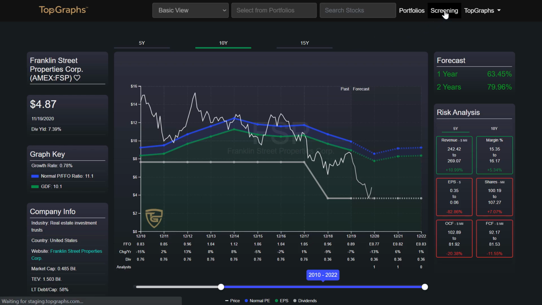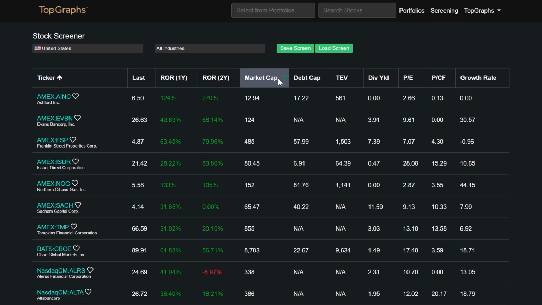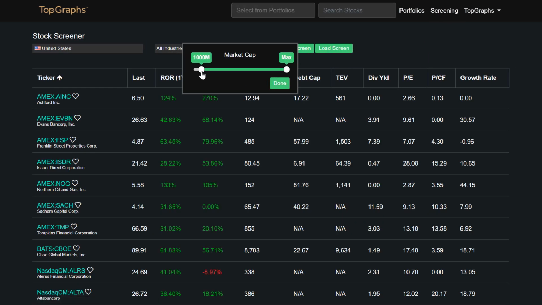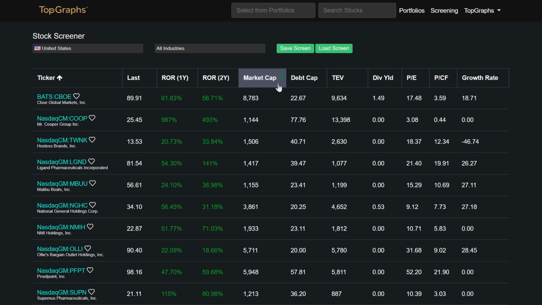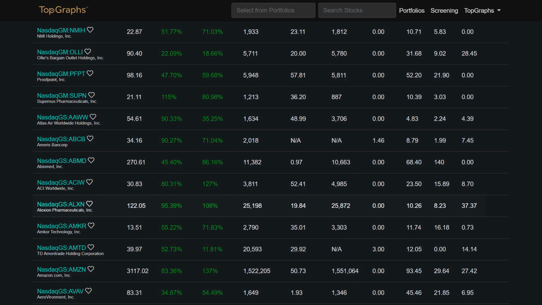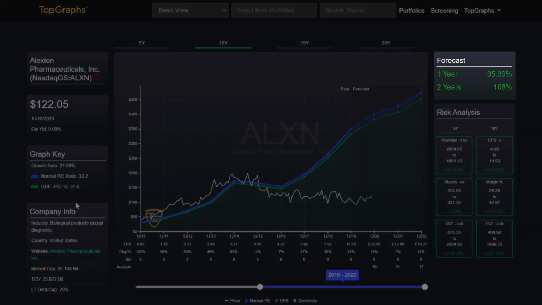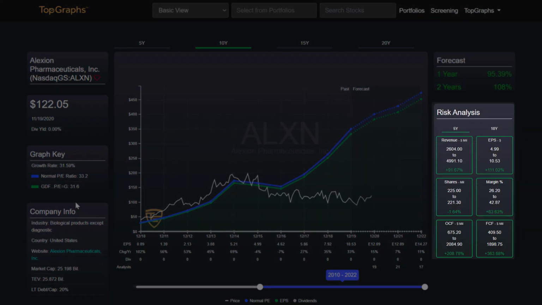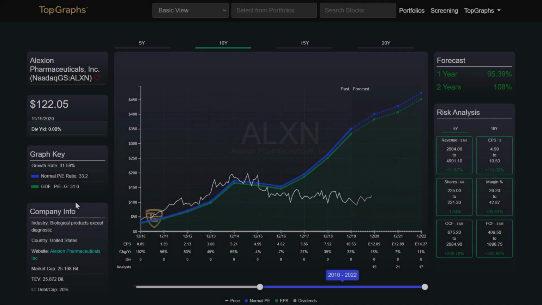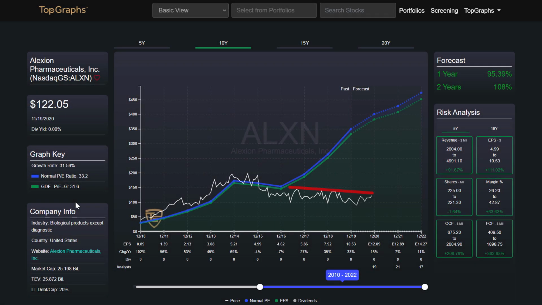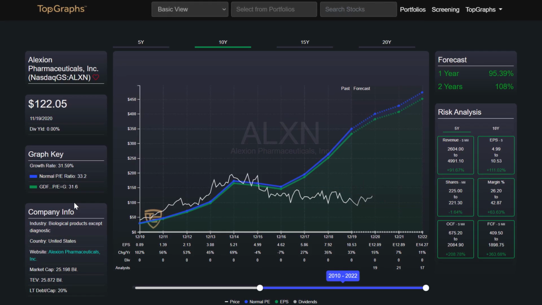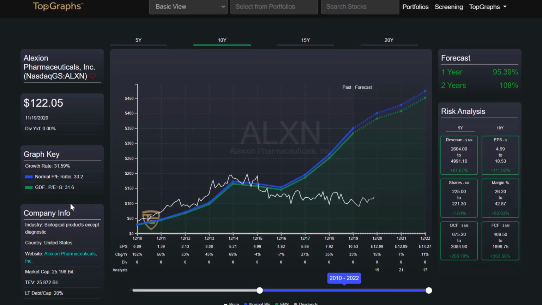I will add another filter, which is the market capitalization. I don't want any companies under $1 billion market capitalization. Let's take this stock, Alexion Pharmaceuticals. Here we see that fundamentally everything is perfect. However, since the company does not pay a dividend, I would only invest when the price breaks out. If we buy the stock now, we won't get anything for our investment until the stock goes up. Then I prefer to buy this stock when it starts to rise.